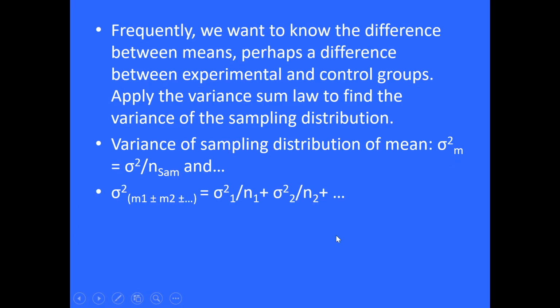Now, from the variance sum law, which was introduced in the previous chapter, you may remember that if we add or subtract a bunch of means, for example, if we wanted to know the difference between a control group and an experimental group, the new variance is equal to the sum of the other variances. So you can show that the variance of the sampling distribution is equal to the sum of the individual variances.